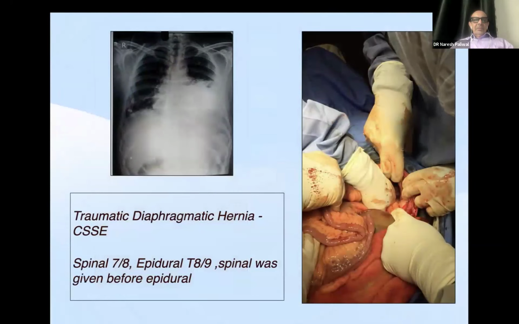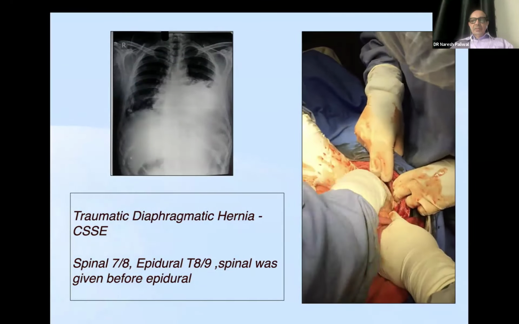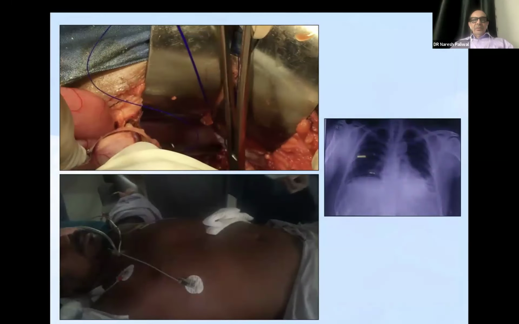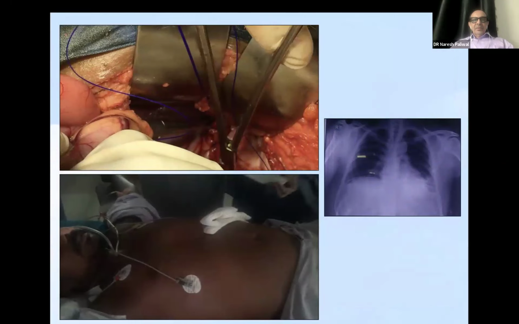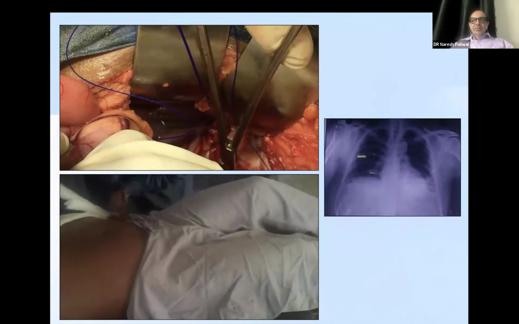This is a traumatic diaphragmatic hernia done somewhere around 2018. It was done under combined segmental spinal and epidural. Here the spinal was given first and then epidural was put in lateral position. You can see the whole of the left hemithorax was filled with the intestine. Diaphragmatic mesh repair is being done. The same patient at the end of surgery is comfortable, and next day X-ray of the same patient.